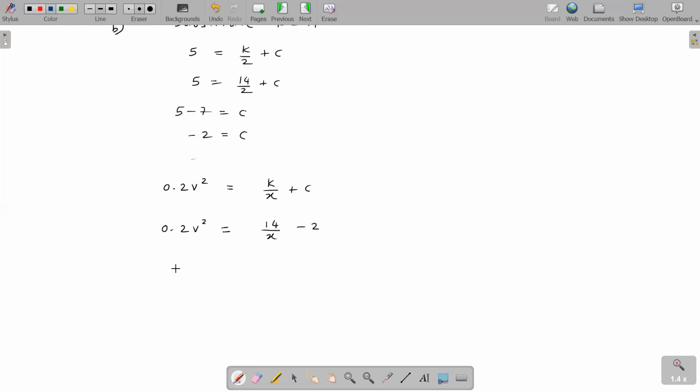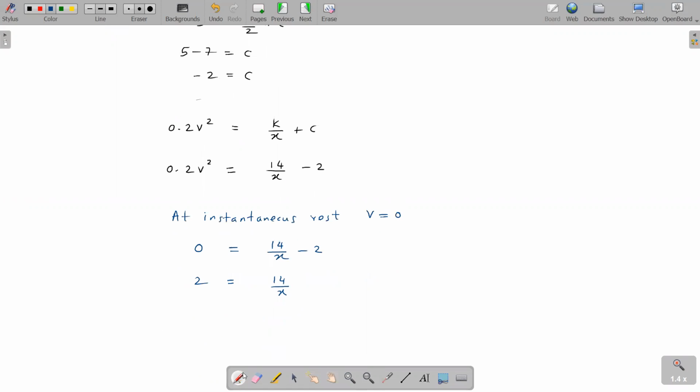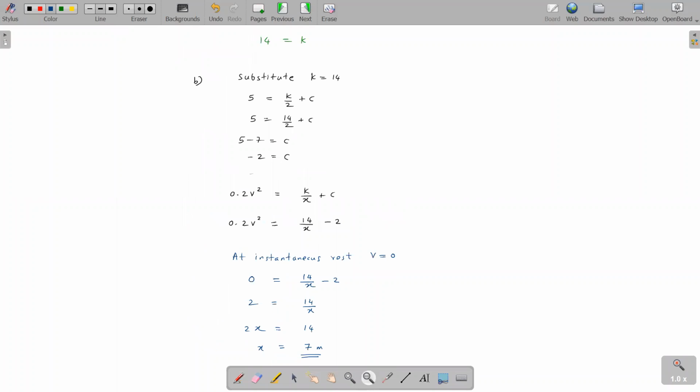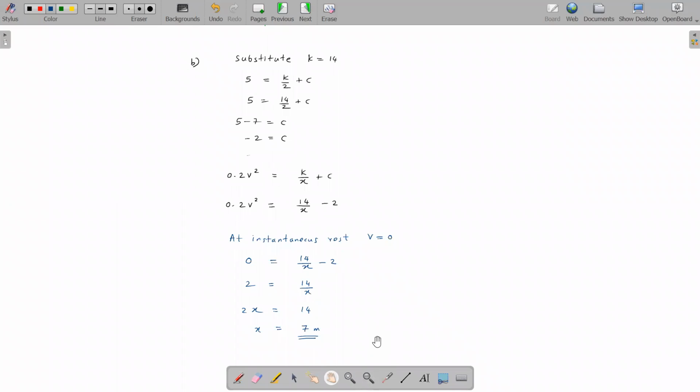So when you come to instantaneous rest, what happens? Velocity is 0. So we will put velocity 0. 0.2 into v square is 0 square, which is 0. 14 over x minus 2, you can see that I only get one x value, right? Minus 2 comes here as plus 2 equals 14 over x. x comes to the other side as a multiplication. 2x equals 14, which gives me x equals 14 divided by 2, which is 7. So this is the only x value you have, the x value where it first comes to instantaneous rest. Is this clear?